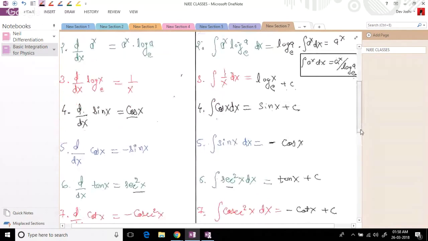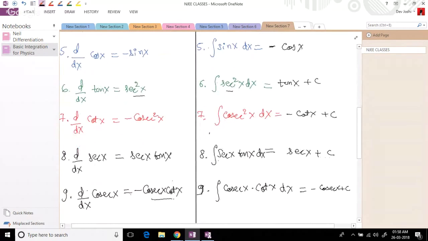Differentiation of cot x is equal to minus cosec square x. So integral of cosec square x is equal to minus of cot x plus c. Differentiation of sec x is equal to sec x tan x. So integral of sec x tan x is equal to sec x plus c.